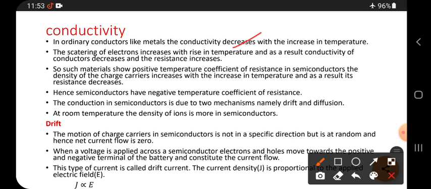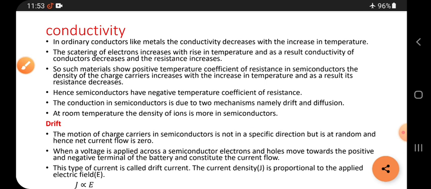Conductivity decreases with increasing temperature. The scattering of electrons means they move in different directions, and it increases with rising temperature. Scattering means electrons move in all directions, so they easily collide with other electrons and their speed lowers, then resistance increases and conductivity decreases. As a result, with temperature, the conductivity of conductors decreases and resistance increases.